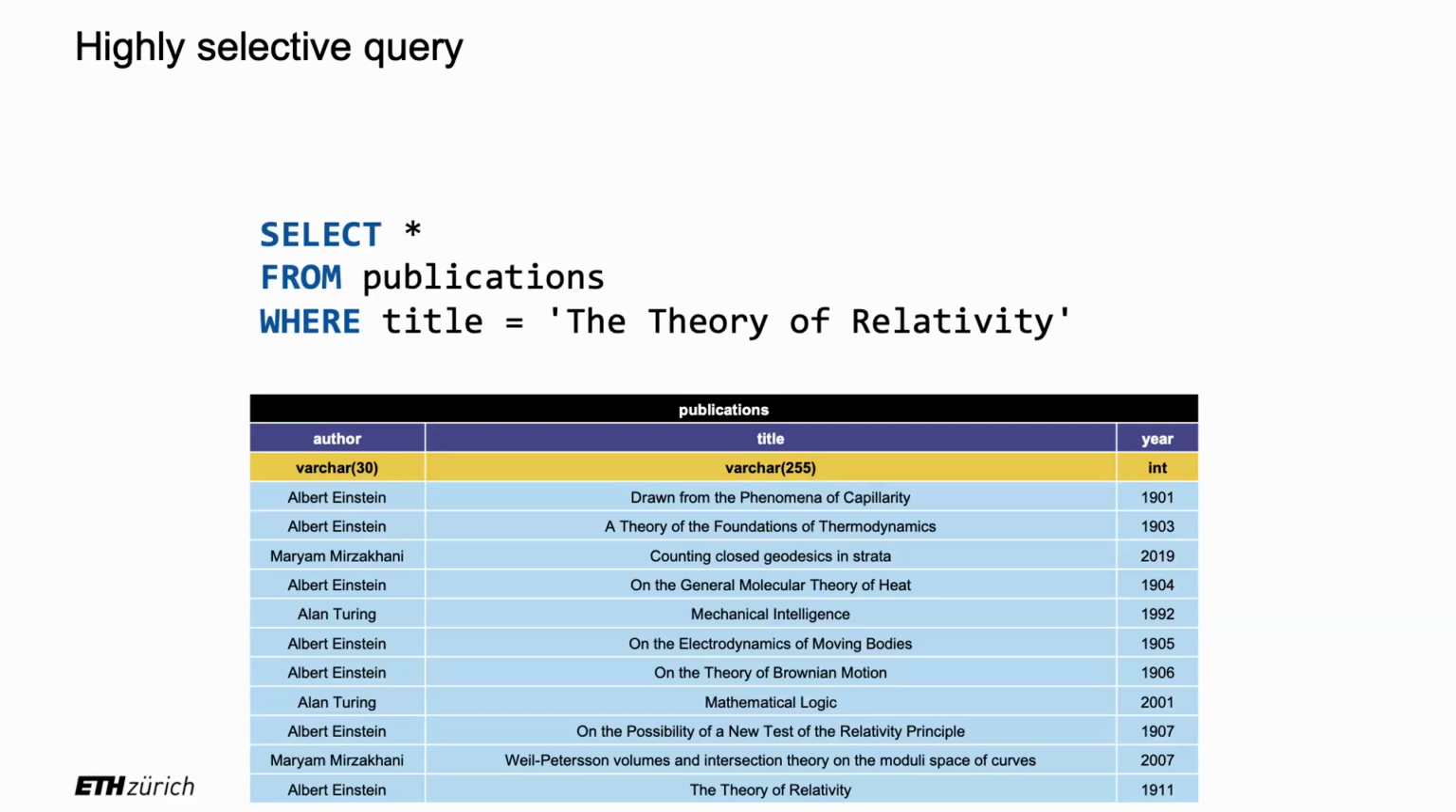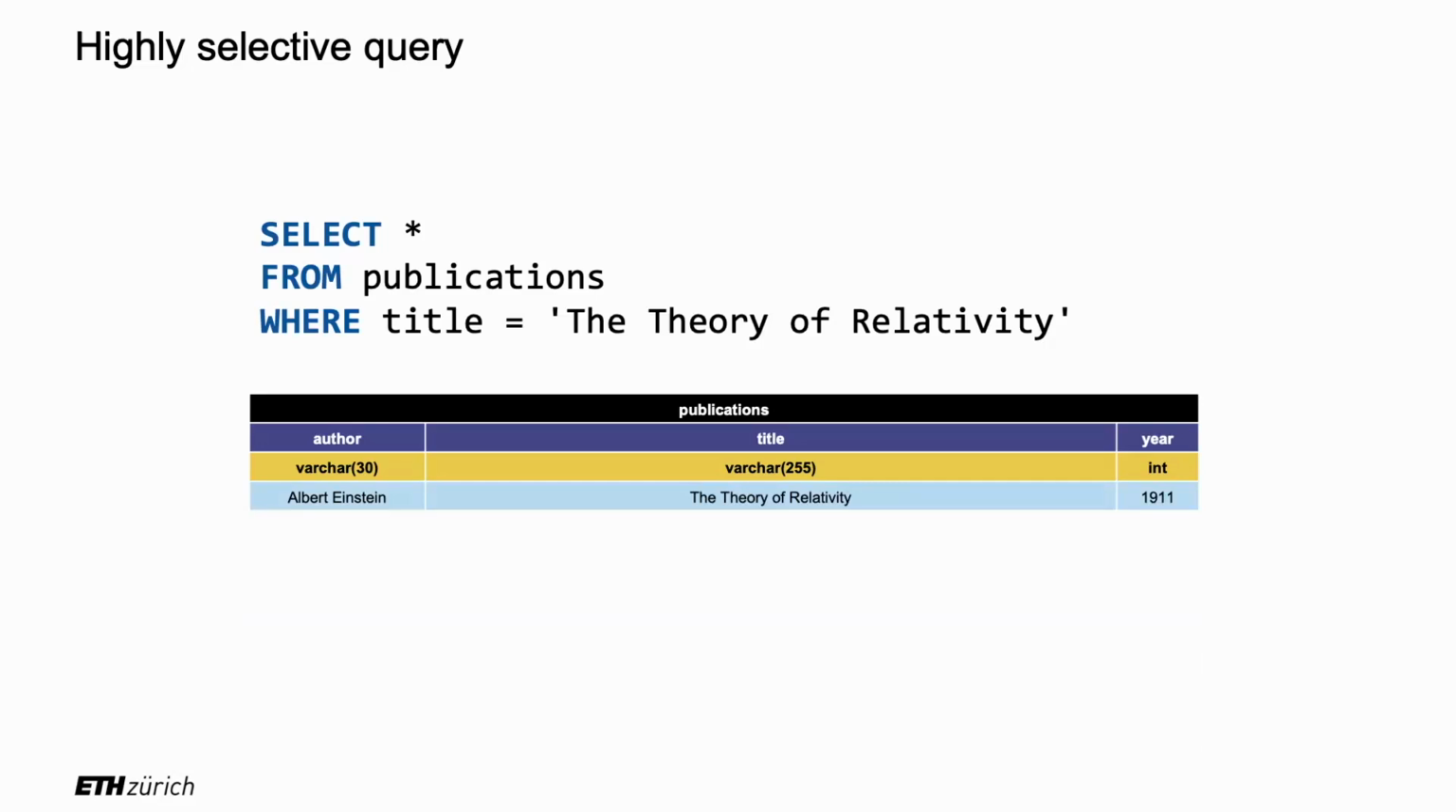I look, okay, the first one, is it the theory of relativity? No. The second one, neither. Neither, neither, neither, neither, neither. At last, now we have it. Now we can report it. This is even more frustrating because you're taking forever, even though it's just one tuple. You just need to find one tuple.